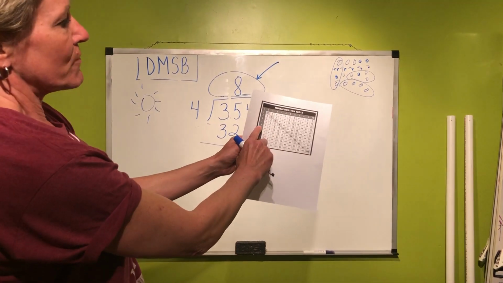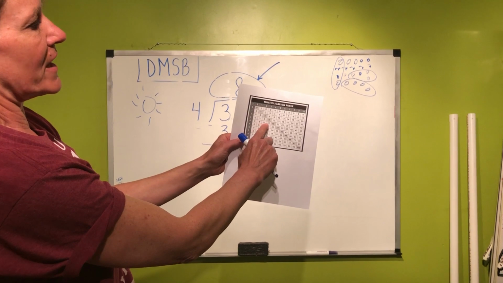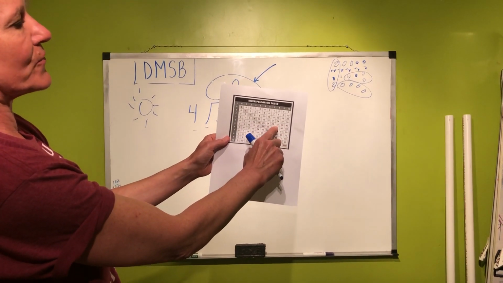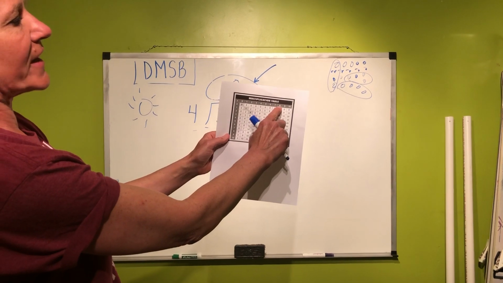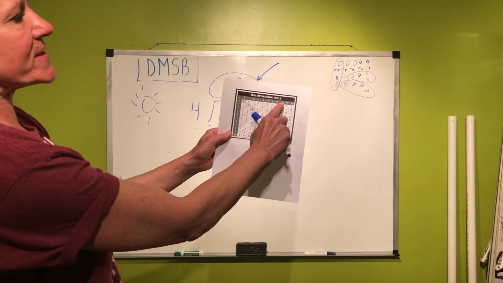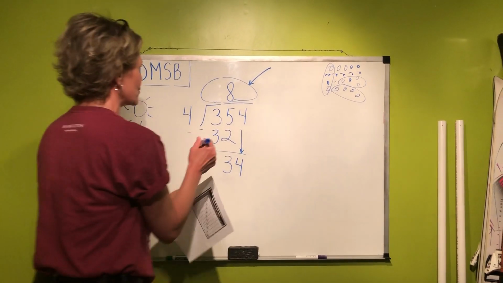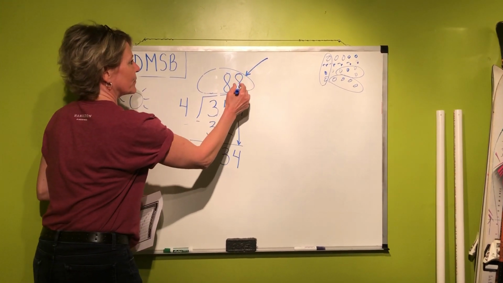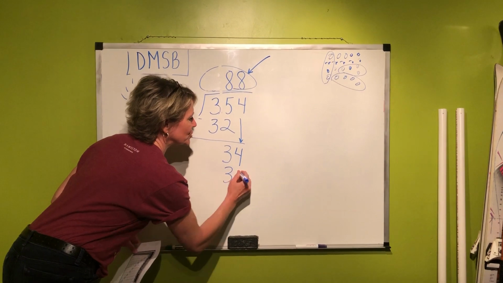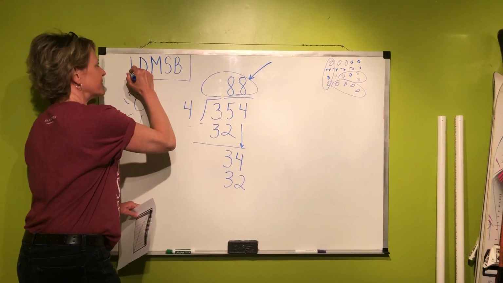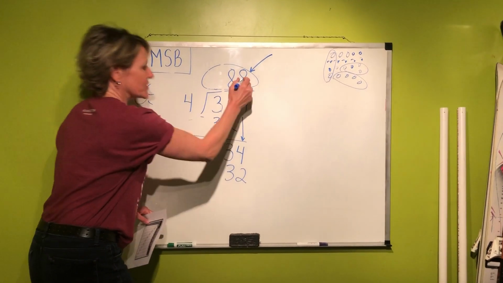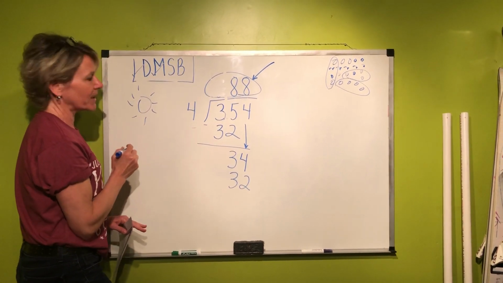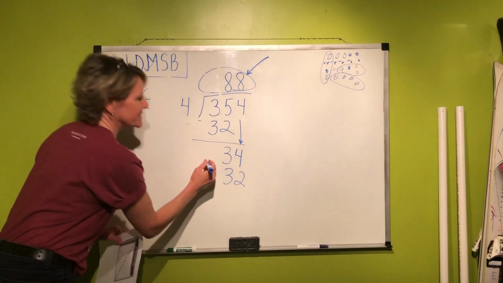Let's see. I'm going to go across the 4s to go as close as I can to 34 without going over. Looks like the closest I could get is 4 times 8 brings me to 32. I've done my division step. I just wrote 4 times 8 is 32. That's my multiplying step. I'm ready to subtract.